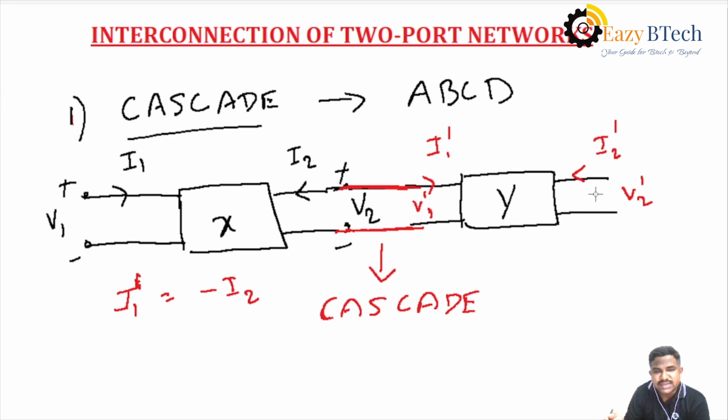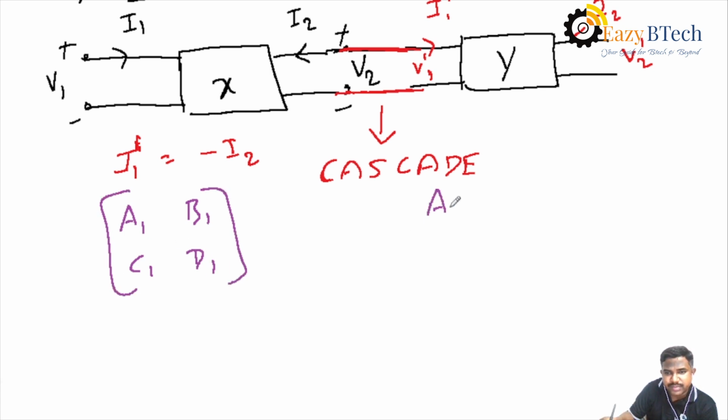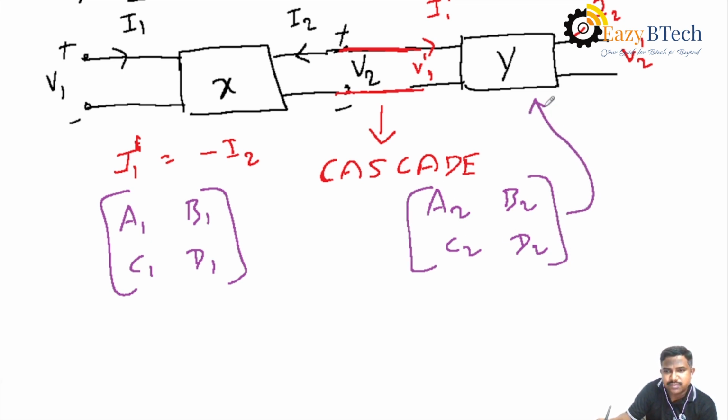Then what is the advantage of cascade connection? To find the ABCD parameters. For the first network X, we know the ABCD parameters, that is A1, B1, C1 and D1 after calculating, and also A2, B2, C2 and D2. These are the ABCD parameters of the Y network and these are the ABCD parameters of the X network. That is, you can calculate the ABCD parameters for the individual networks X and Y.